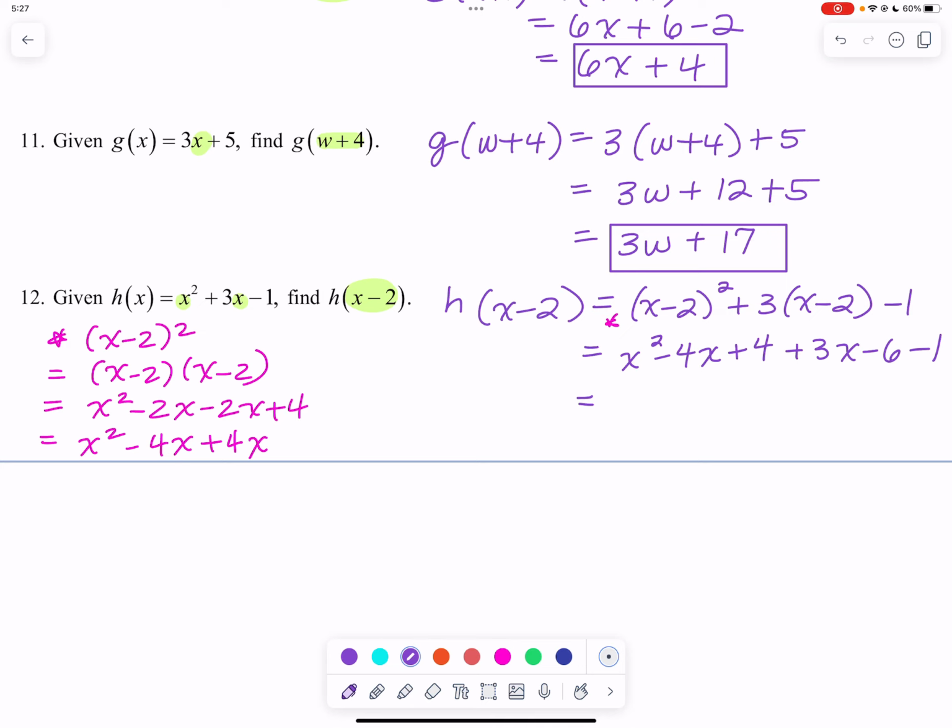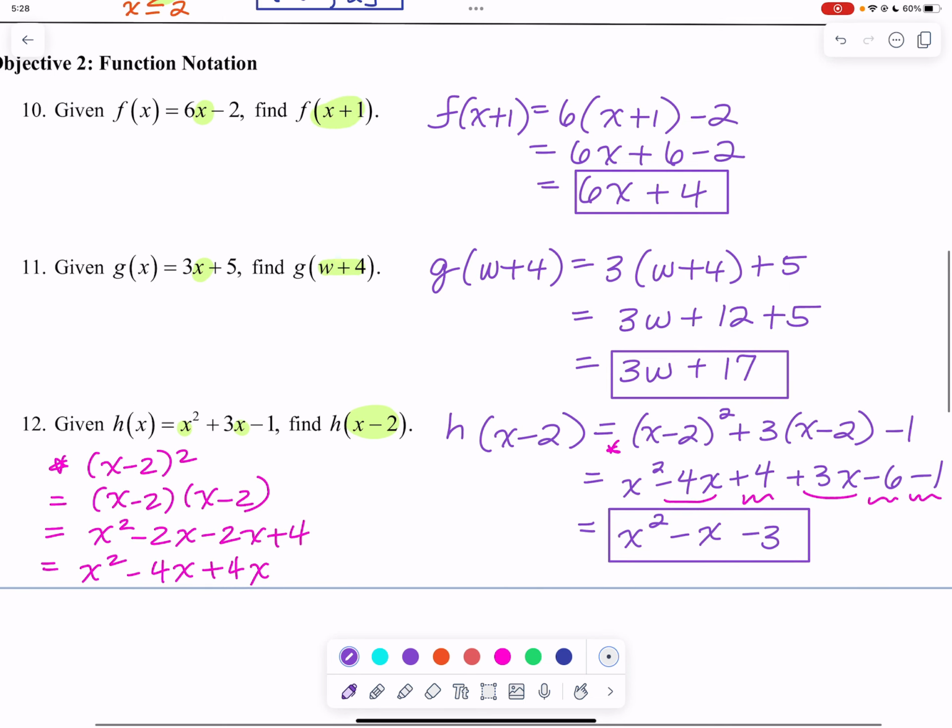And so now we have combining like terms, x and an x, and then we have some numbers we can combine. So we end up with x squared, and it looks like we have minus 1x, and then we have minus 3. That concludes this worksheet.